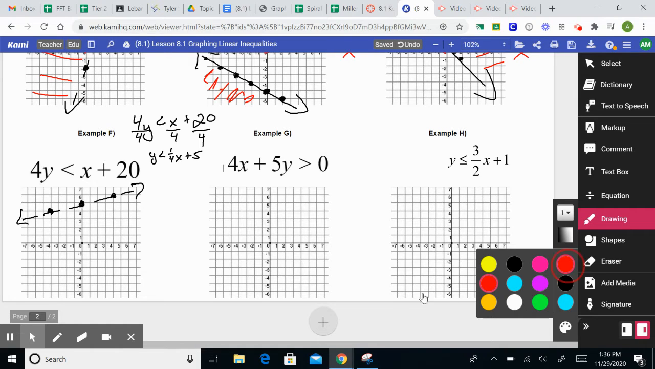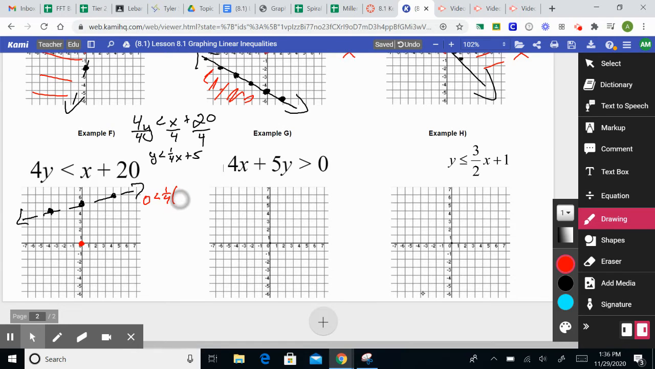All right, now we have to decide where I'm going to shade. So we'll use our test value 0, 0. So 0 in for y: 1/4 times 0 plus 5. 1/4 times 0 is 0, so 0 is less than 0 plus 5. 0 is less than 5. Is this true or false? This is true, so I'm going to shade the part of my graph where my test value is at, and that's all we have to it.